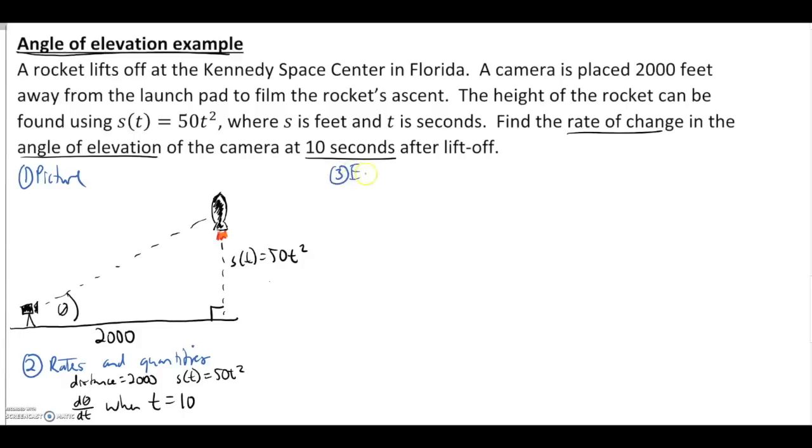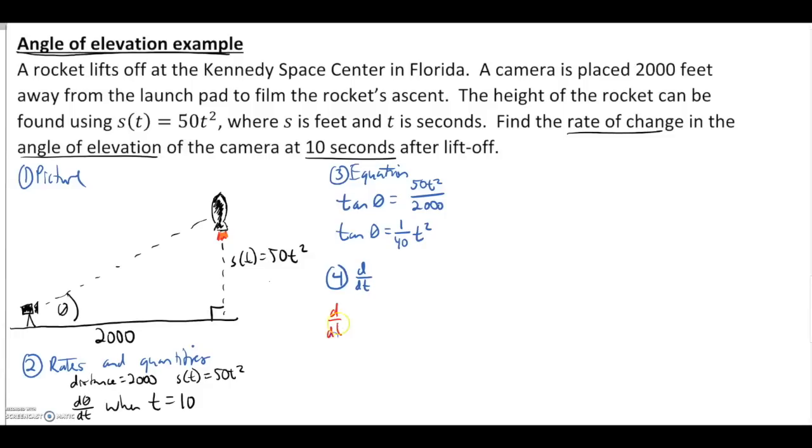So if we want to get our equation now, thinking about how this angle that we're looking at can relate to the two quantities that we have, this is going to have to be a trig function, and it would actually be tangent. Tangent of theta would equal the opposite, 50t squared over 2,000. Or even simplifying that, it would be 1 over 40 times t squared. And so now we'll go ahead and differentiate with respect to time.